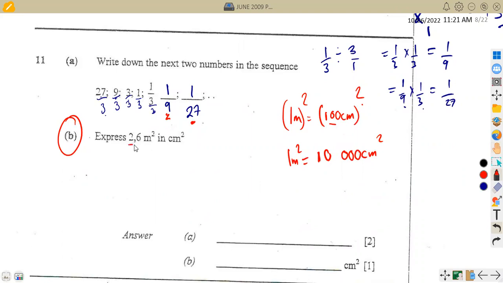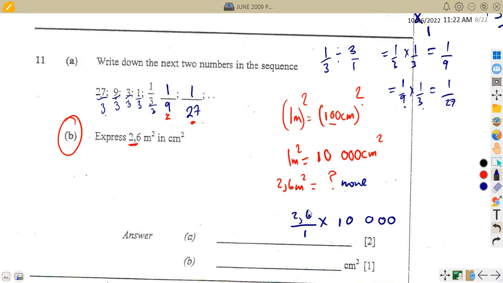So how much do we have here? We've got 2,6 square meters. It's equivalent to how many square centimeters? You do not know. So make sure that your proportion has to correspond. You need 2,6 square meters, so you find that one. So it's going to be 2,6 over 1 times 10,000, since this is going to be more.